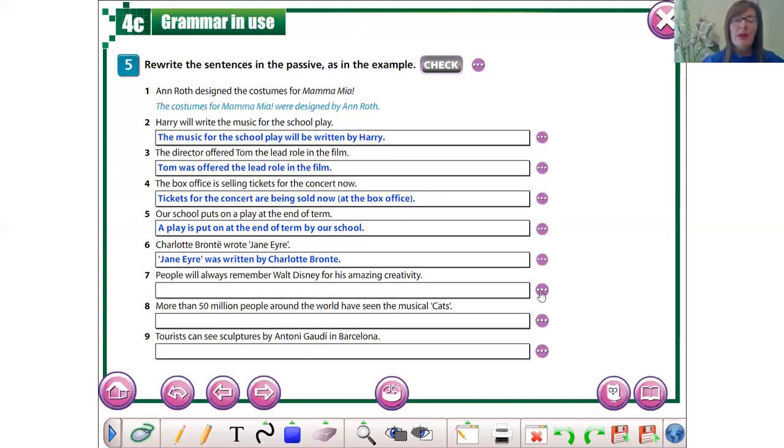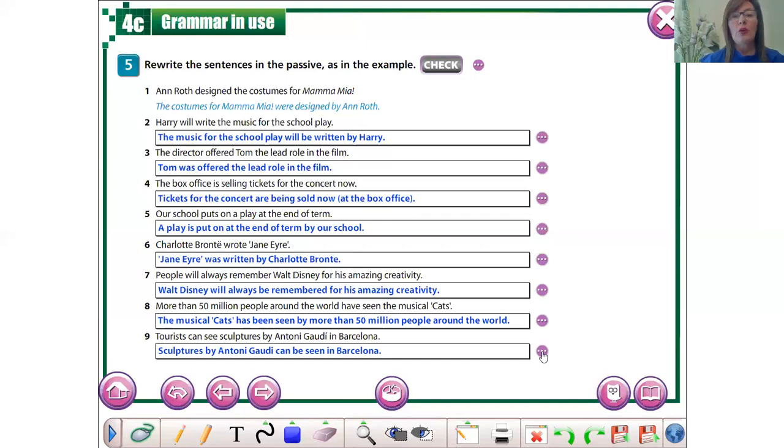People will always remember Walt Disney for his amazing creativity. Walt Disney will always be remembered for his amazing creativity. More than 50 million people around the world have seen the musical Cats. The musical Cats has been seen by more than 50 million people around the world. Tourists can see sculptures by Antoni Gaudí in Barcelona. Sculptures by Antoni Gaudí can be seen in Barcelona.